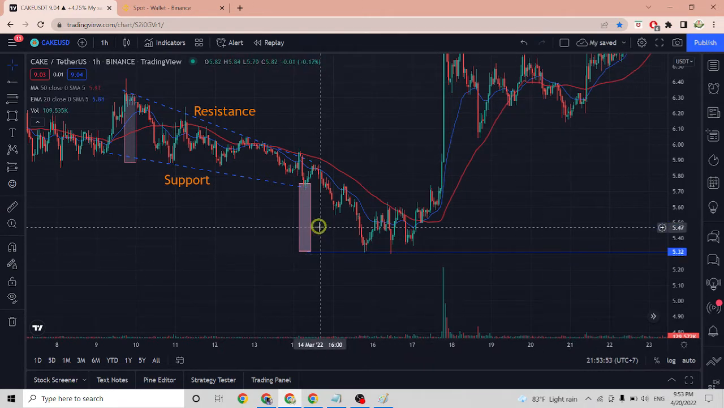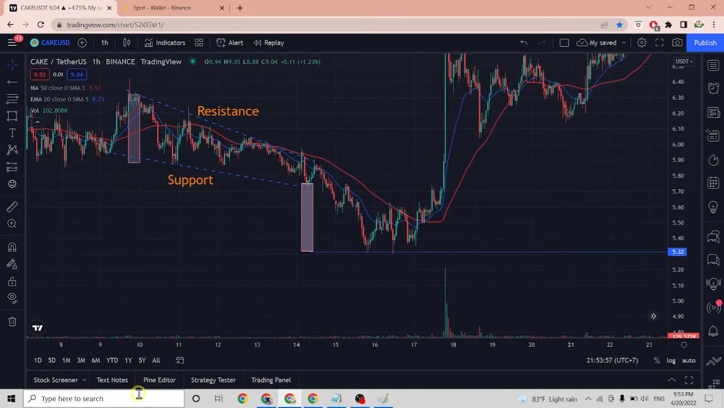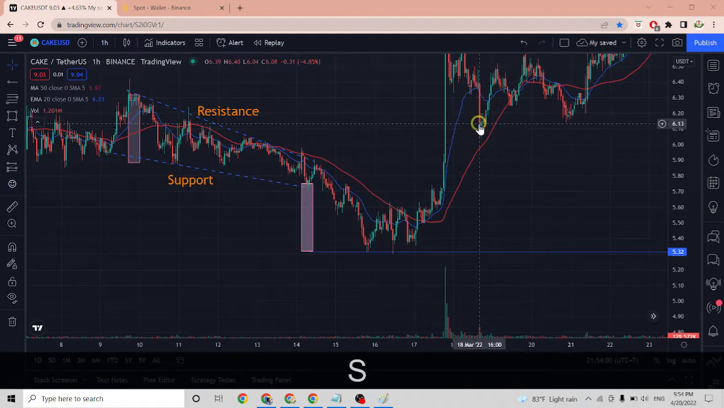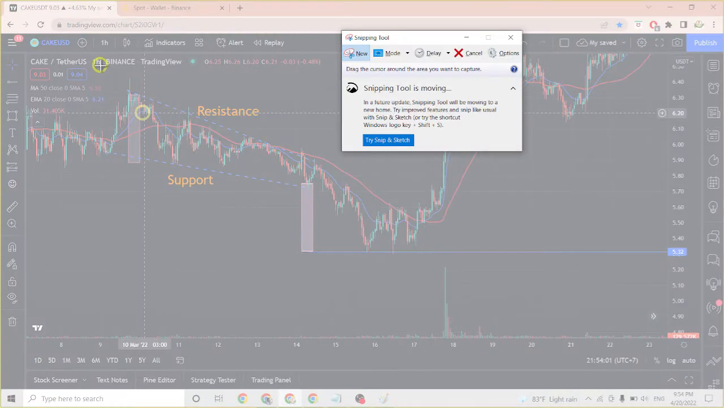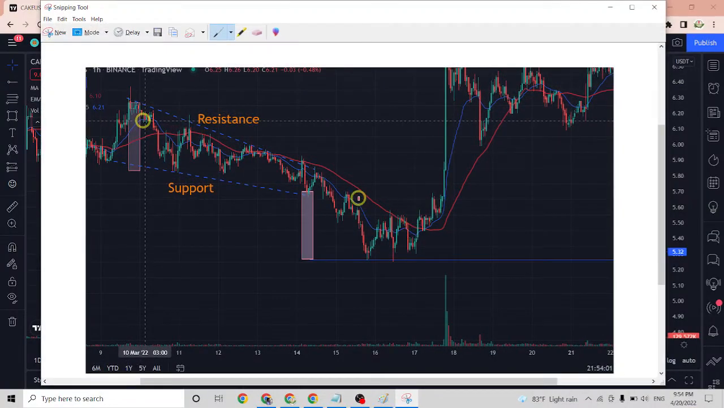So you can buy. There are two options. Okay, I will explain. If it breaks here, you can buy at this price. But if it does not break the resistance, it will break the support. Break the support here, you can buy at this point. You can set OCO.